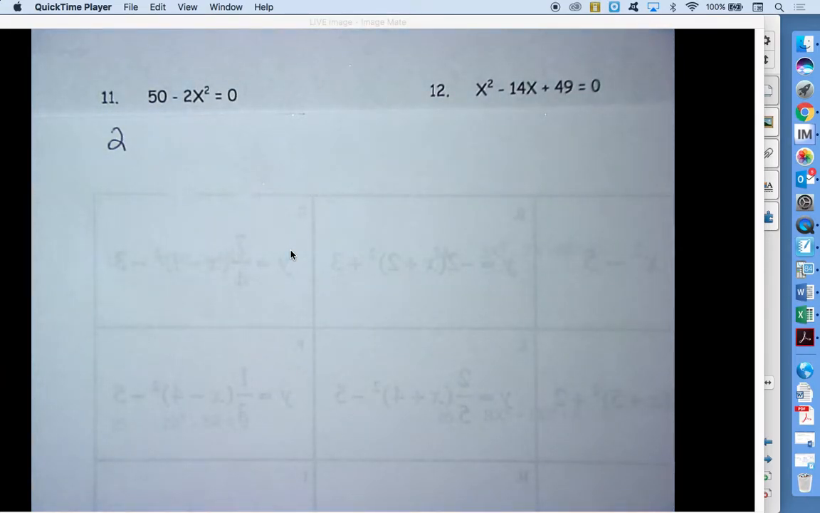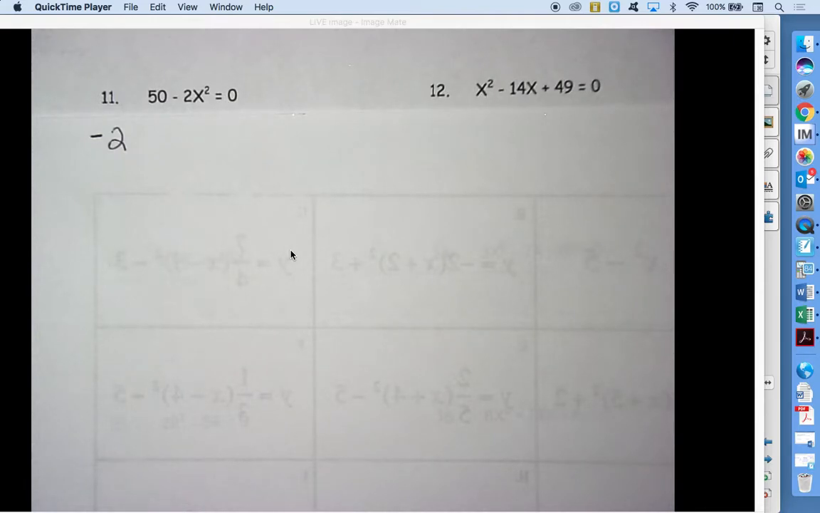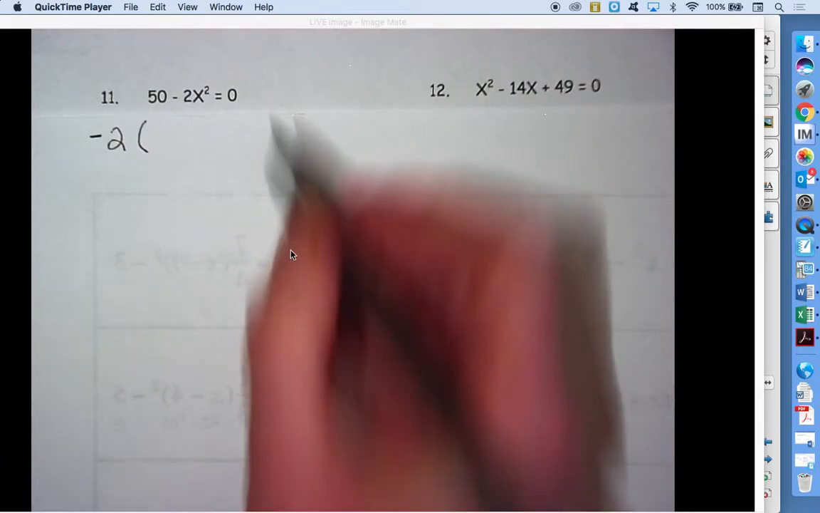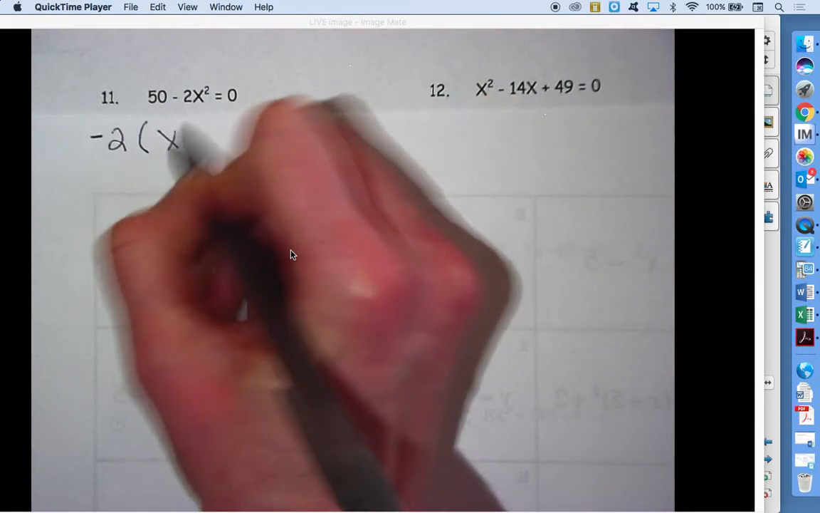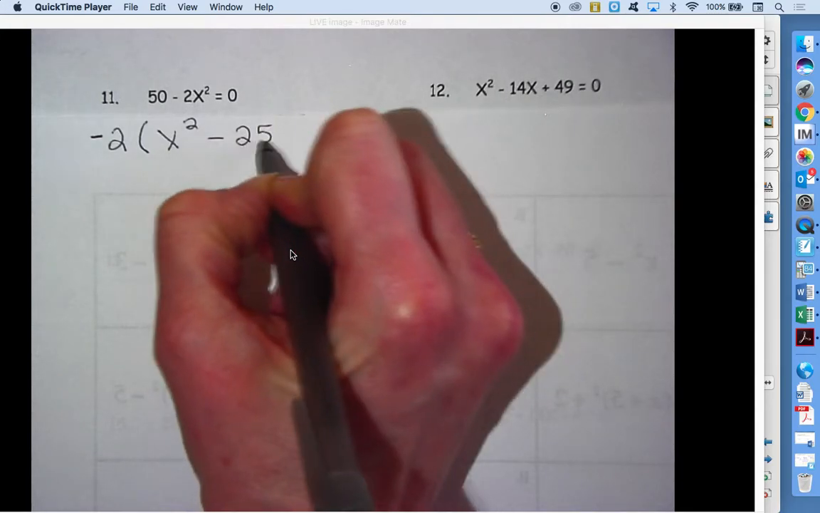The square part. The square thingy? You can just square root it. Isabella? Yeah, I would suggest taking a negative 2 out, but you're right, yes. If we take out a negative 2, Isabella, how does that change it? It makes it x squared minus 25.